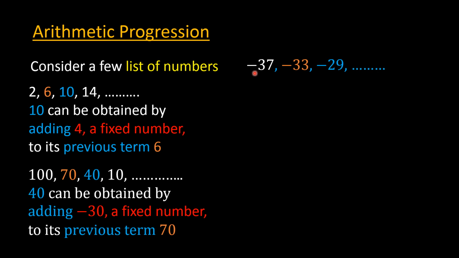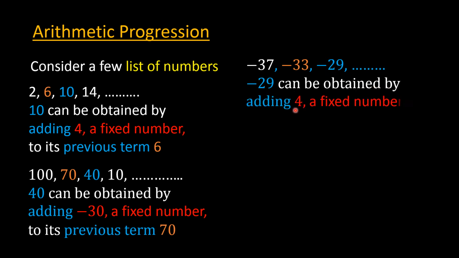Consider the third series: minus 37, minus 33, minus 29, and so forth. Here also, each of these terms can be obtained by adding a fixed number to its previous number. For example, minus 29 can be obtained by adding a fixed number 4 to its previous number, which is minus 33. So minus 33 plus 4 will be minus 29. Minus 33 can be obtained by adding 4 to minus 37. So minus 37 plus 4 will be minus 33.